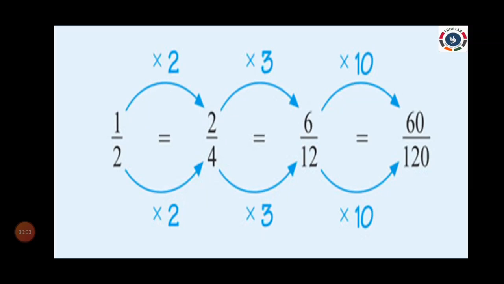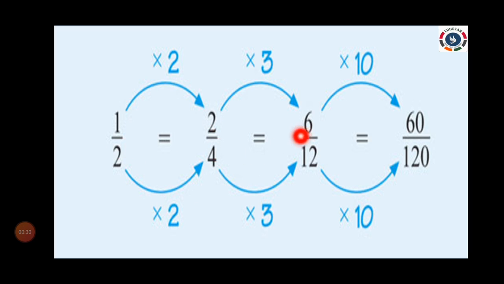One more example is given: 1 by 2 is equal to 2 by 4. How? See here, what you multiply by 1 to get 2, 2 ones are 2. So what you multiply in the numerator, the same value you multiply in the denominator. Okay, that is the equivalent fraction. So 1 by 2, here 2 twos are 4.